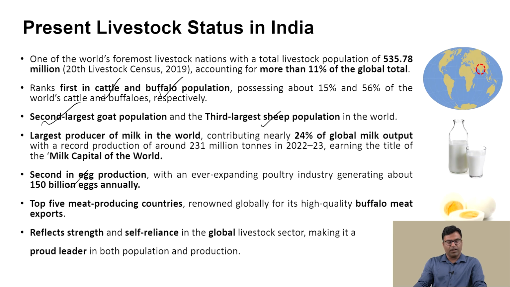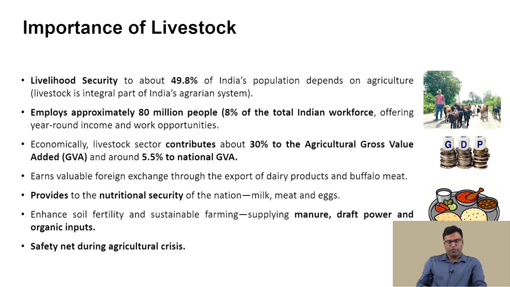Now, all these statistics reflect the strength and self-reliance in the global livestock sector, making India a proud leader in both population and production. Besides this strength, livestock also acts as livelihood security for about 50% of India's population, either directly or indirectly. It also employs approximately 8% of the total Indian workforce in livestock rearing. Economically, this sector contributes 30% of the agricultural gross value addition, and 5.5% of the national gross value addition.